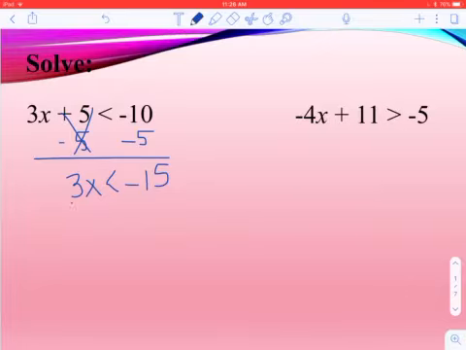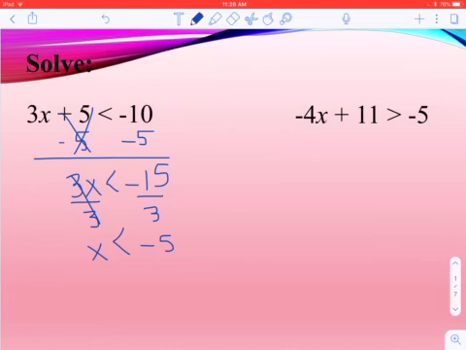Then because this is multiplication, I'm going to divide both sides by 3. 3 divided by 3 is 1. I have x. Negative 15 divided by 3 is negative 5. I divided both sides by a positive, so I keep the inequality: x is less than negative 5.